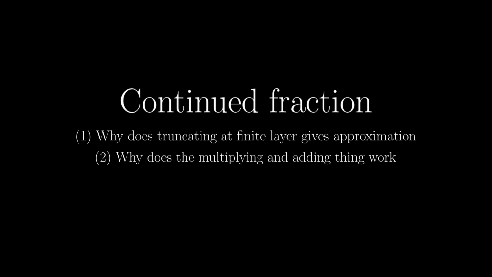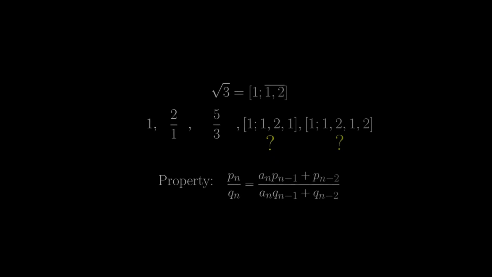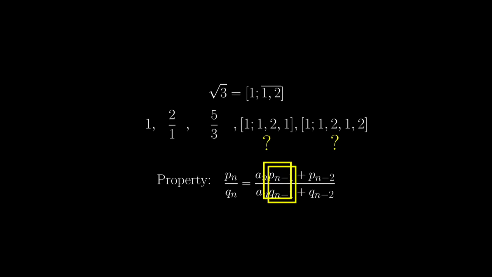Secondly, we have continued fraction. There are 2 bits we want to explain. First, why does truncating at a finite layer give approximations? And second, why does the multiplying and adding thing work? In case you forget the multiplying and adding, this illustrates the process as taken from the previous video.